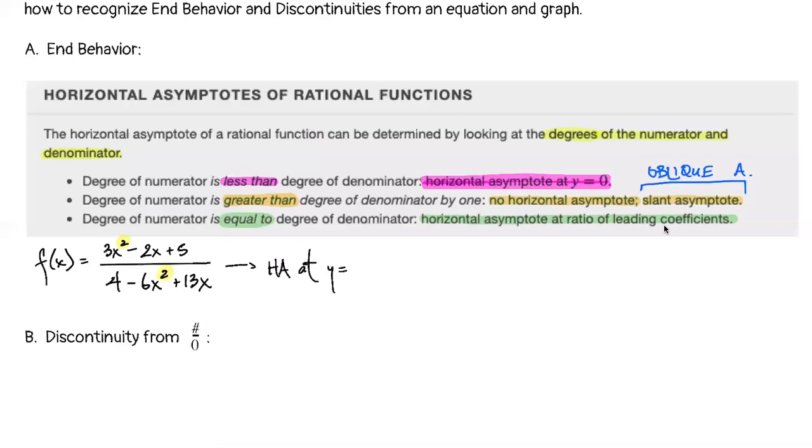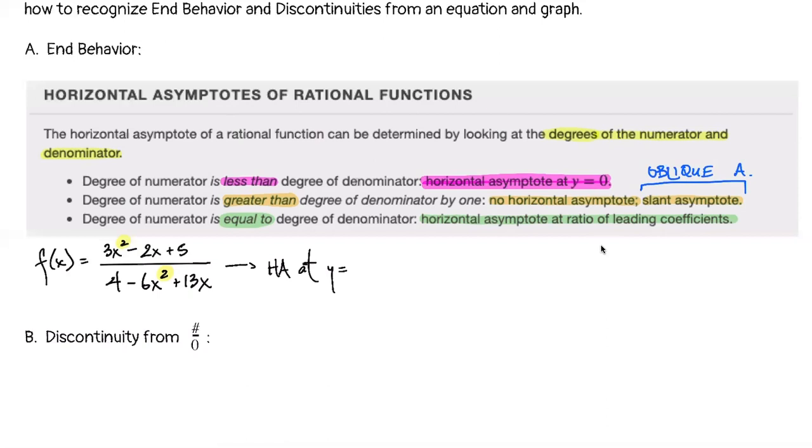Because there is one. How do we find our horizontal asymptote? Is it the pink case, the orange case, or the green case? It's the green case. Okay, so we're looking at where the degrees are equal. So the horizontal asymptote is the ratio of the leading coefficients.